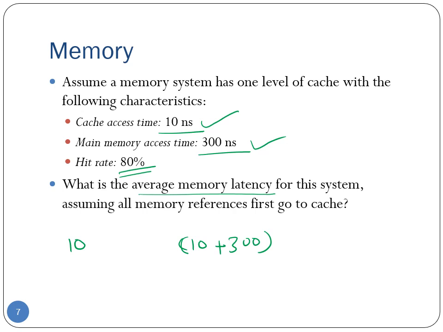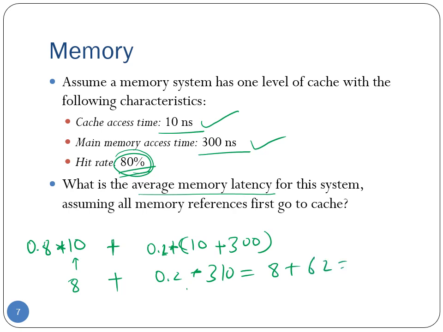The probability of finding the data in the cache is 80% because the cache hit rate is 80%. So let's multiply this by 0.8, and the probability of not finding the data in the cache and therefore going to the main memory is 20%, 100 minus 80. So the weight of the second term here is going to be 0.2. Now this is the weighted average. So 0.8 into 10 is 8, plus 0.2 into 310, which is 62. So this is going to be 70 nanoseconds. This is the average memory latency. The answer is also given over here.